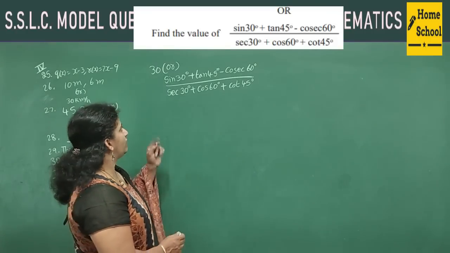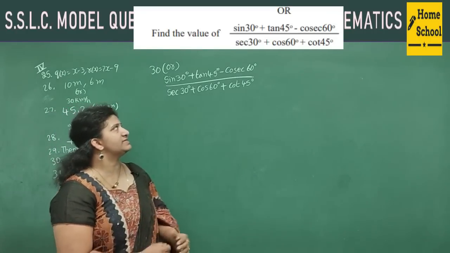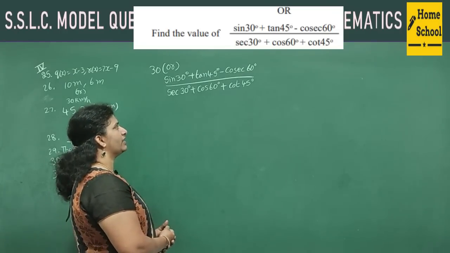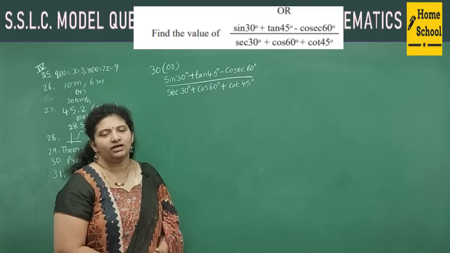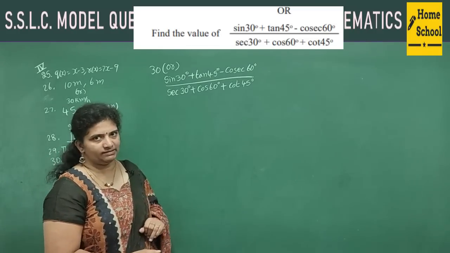In this we have one more OR question. Find the value of (sin 30 degree plus tan 45 degree minus cosecant 60 degree) whole divided by (secant 30 degree plus cos 60 degree plus cot 45 degree). You should remember the ratio table in order to substitute in this, right?